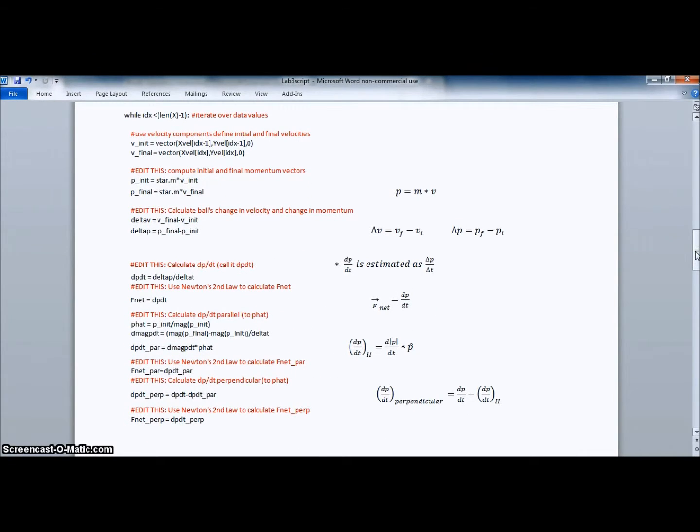The data of corresponding x and y positions was put in a file to be iterated through to calculate the changes in positions. These values were then used to estimate an initial and final velocity, and those values were then used to estimate an initial and final momentum. Given changes in momentum, F-net could be calculated along with the components of F-net, which are F-net parallel and F-net perpendicular.